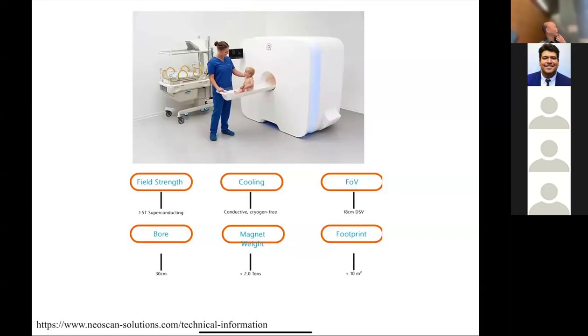This is a very cute magnet for neonates. Designing a smaller magnet makes the design a little easier because there's not as much wire to create the field for such a small area, and it's easier to take the heat out. Okay.